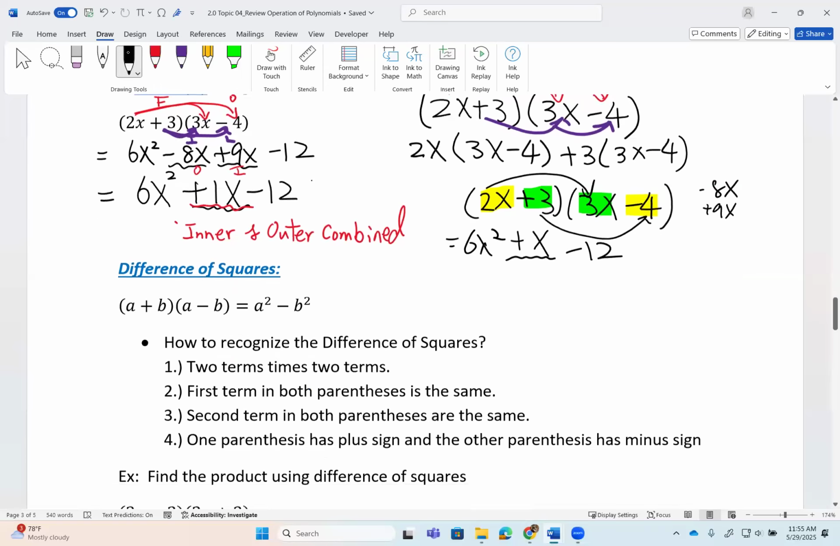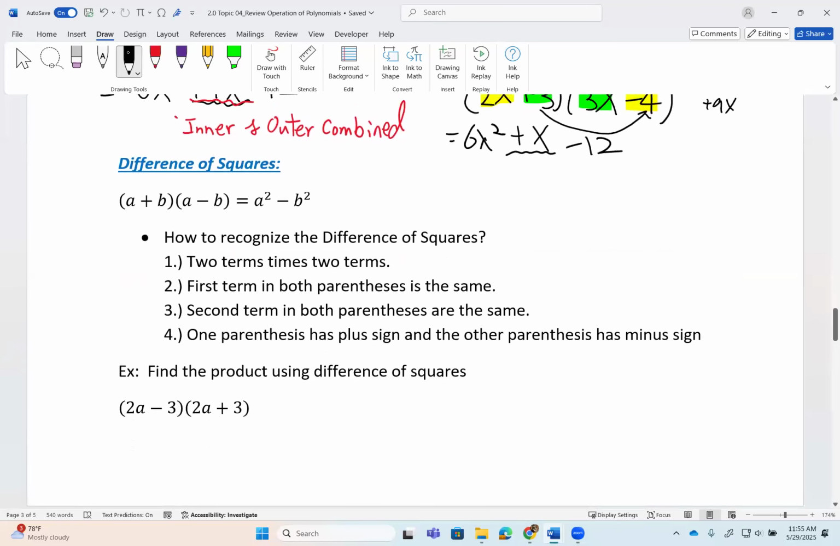The next special product is called the difference of squares. To recognize a difference of squares, you have to see that this is a two-term times two-term. The first term in both parentheses is the same, a and a. The second term in both parentheses is the same. One parenthesis has a plus sign, one has a minus sign. Okay, that's how we know it's a difference of squares. The name of this special product is what the answer should look like. Difference means subtraction of two perfectly square terms.